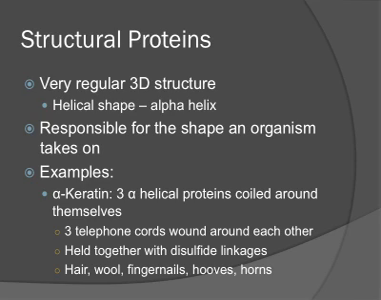One example of a structural protein is alpha-keratin. These have 3 alpha helical proteins all coiled around each other. As an analogy, it's like if you put a whole bunch of spaghetti noodles together and wound them within each other. This is what it looks like. Alpha-keratin is an example of what you'd find in your hair, your wool, or your fingernails. They're very strong, very durable.